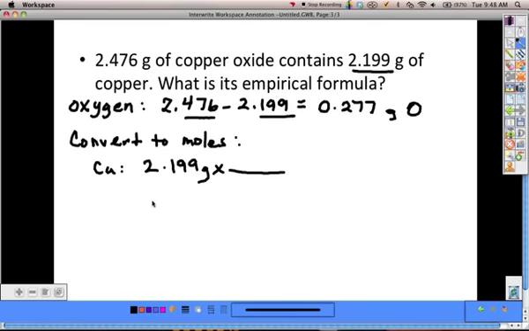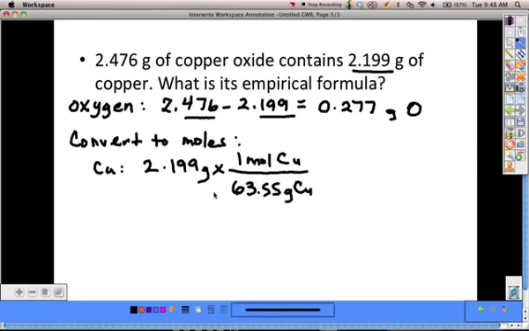and 63.55 grams for every 1 mole. Would my grams, my 63.55, go on the top or the bottom? Bottom, absolutely, because then I'll be able to cancel it out. So 63.55 grams of Cu for every 1 mole of Cu is the other part of my ratio, so it goes on top. Yeah, Nikki.